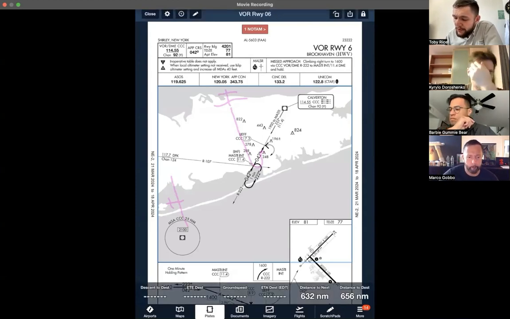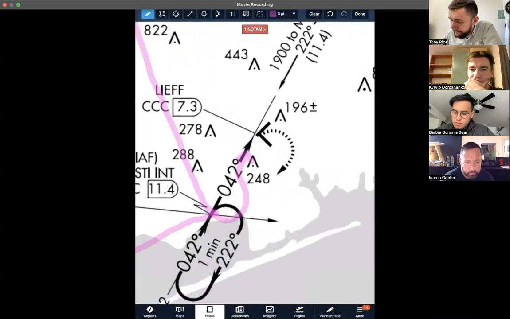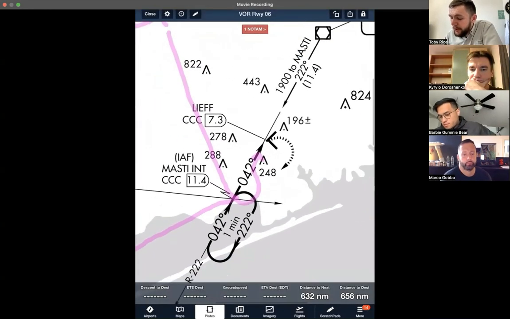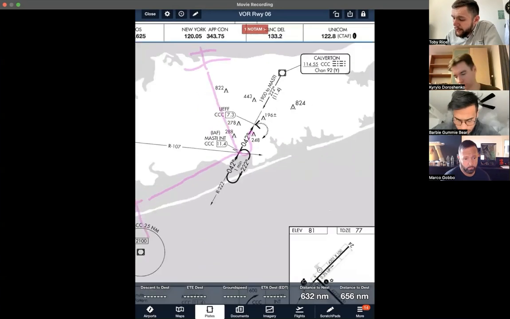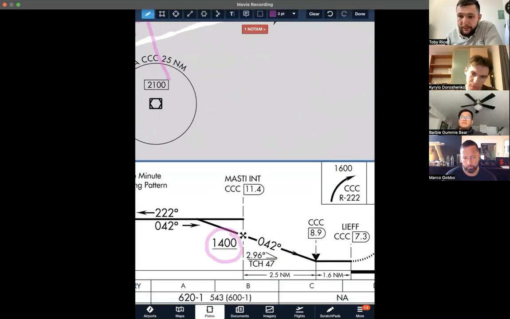So if you go direct from here to Masti, you fly direct to Masti, which is right here. At that point, you are at whatever altitude air traffic control told you to stay at. Let's just say it's 2000 or whatever, 1600, it doesn't matter, right? You're at this altitude. Not only are you probably not at the lowest altitude for Masti that it's designed to be at, right?